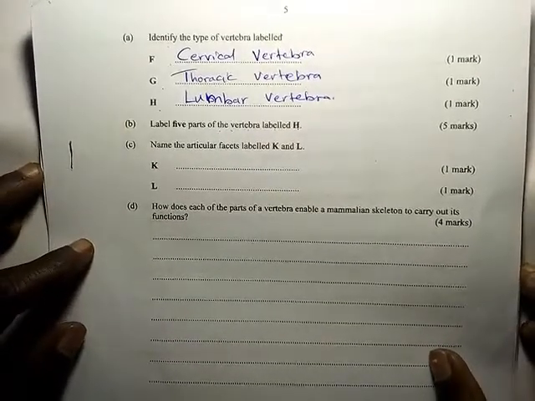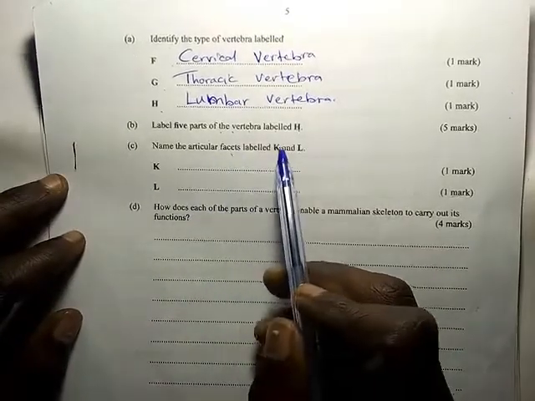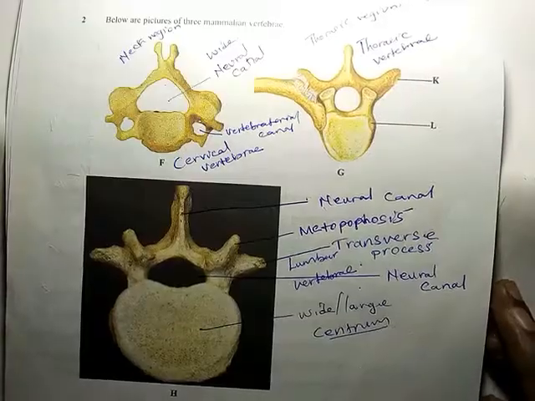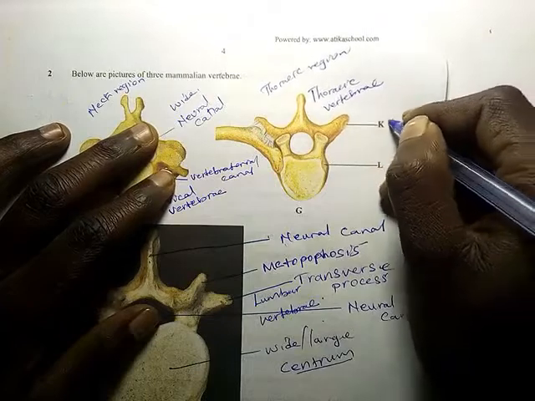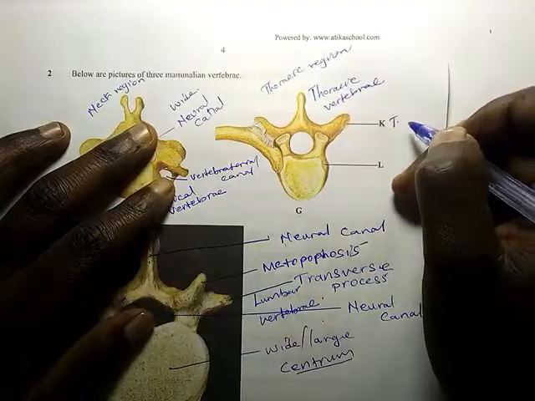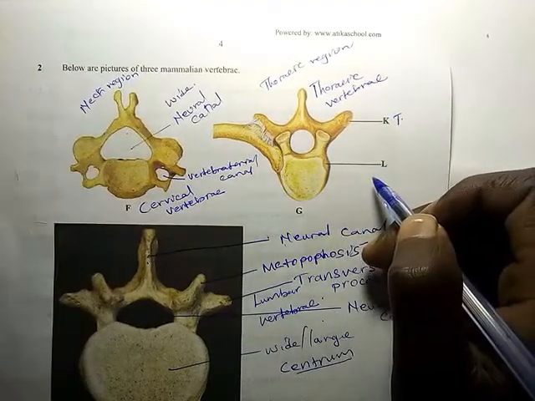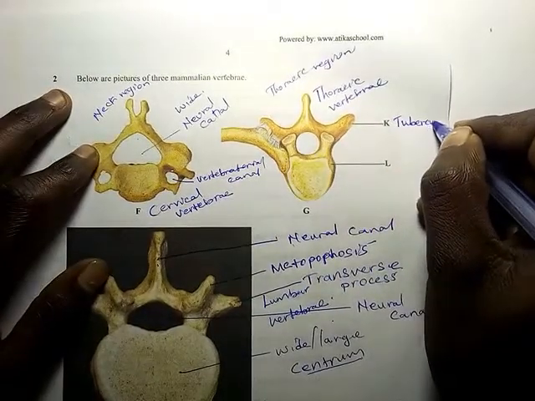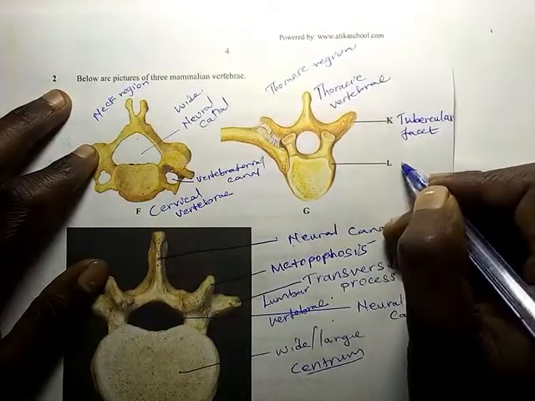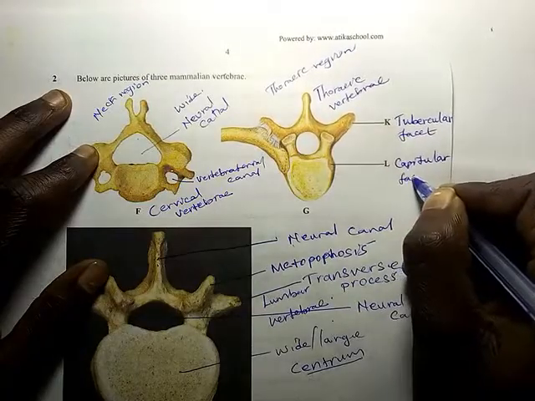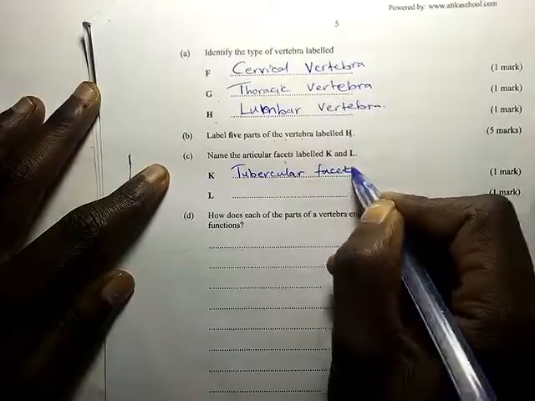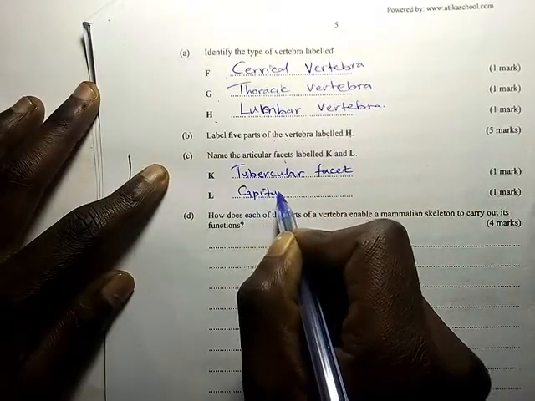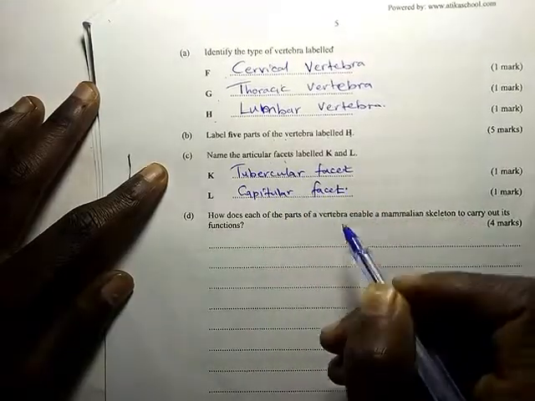After you have labeled B, now you go to C. Name the articular facets labeled K and L. K and L are found in thoracic vertebrae. Now you should be able to know that K is tubercular facet and L is capitular facet. After you have identified, now you name in your question. This is tubercular facet and this is capitular facet. Now you proceed.